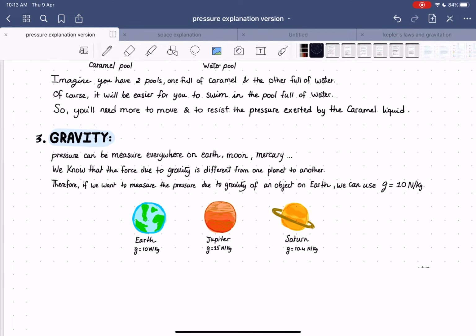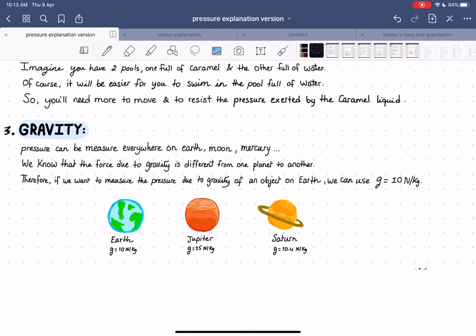Third one is the gravity. So it depends on where my medium is placed. Is it placed on Earth, where it's being pulled by a force of gravity of around 10 Newton per kilogram, or is my medium placed on Jupiter, where it's being pulled by even more force downward, which is around 25 Newton per kilogram, or is it on Saturn, which is close to the Earth. But the pressure can be measured anywhere, actually, and so the pressure would depend on where the medium is placed.